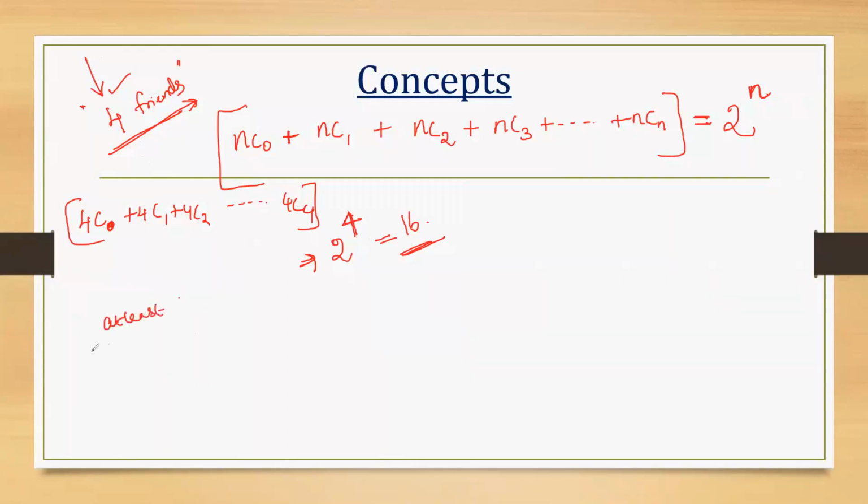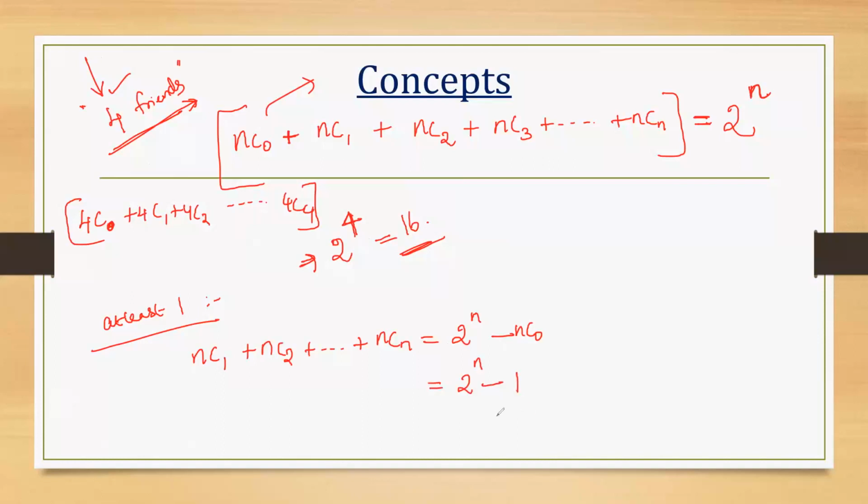At least one must be present in the party. So the formula starts from here: nC1, nC2, like that, up to nCn. This nC0 moves to the right side and becomes nC0. So, at least one must be present in the party, 2 power n minus nC0, which is nothing but 1. This is the answer. This is the number of ways.